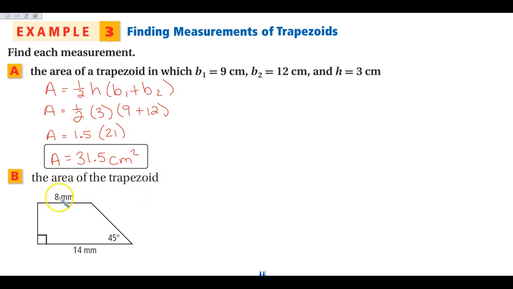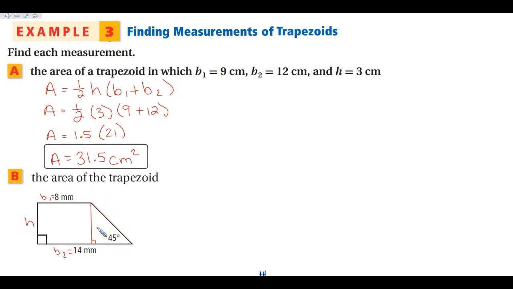Okay? And what I want you to notice here is that we have base 1 and we have base 2, but I don't know my height. But what I do know is that this angle down here is a 45-degree angle. So what I'm going to do is draw in my height over here. And by doing that, notice what kind of triangle is created over here. I now have a 45, 45, 90.